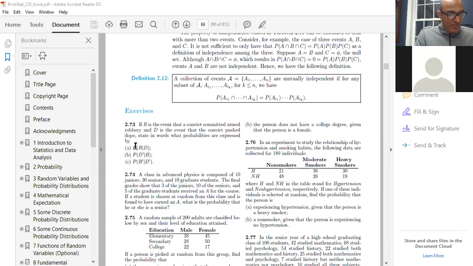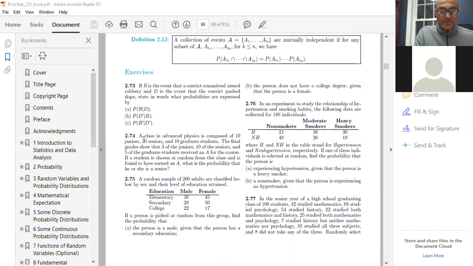I repeat, a probability that a convict who pushed off also committed armed robbery. A probability of a convict who committed robbery but did not push off. A probability of a convict who did not push off also did not commit robbery. So this way you can read this one. Let's go for one example, example number 2.75. Just read this example and we can solve it.